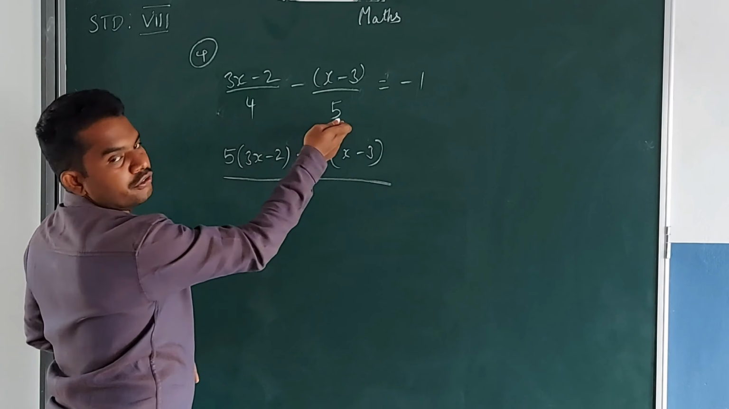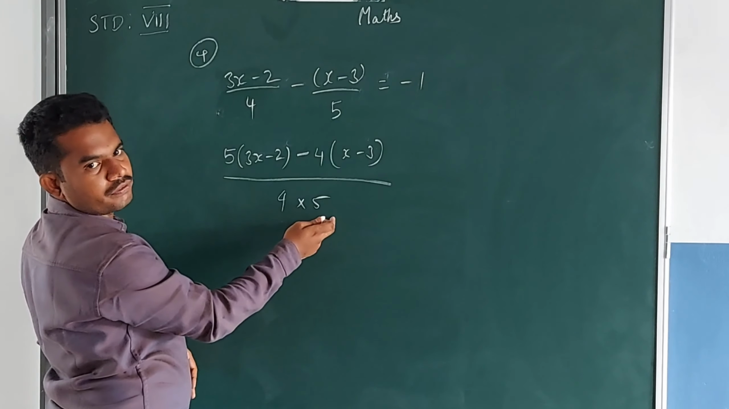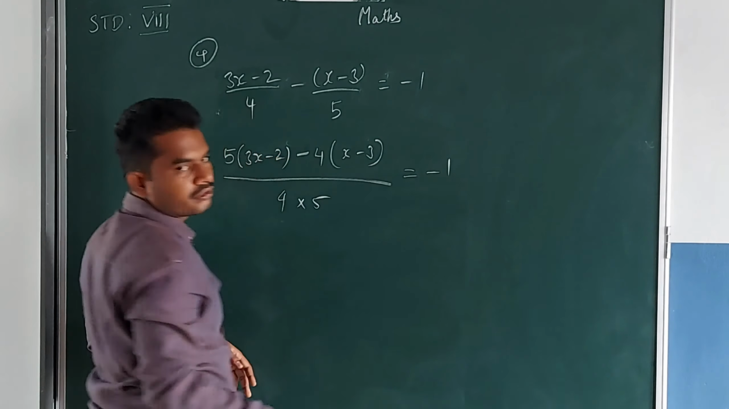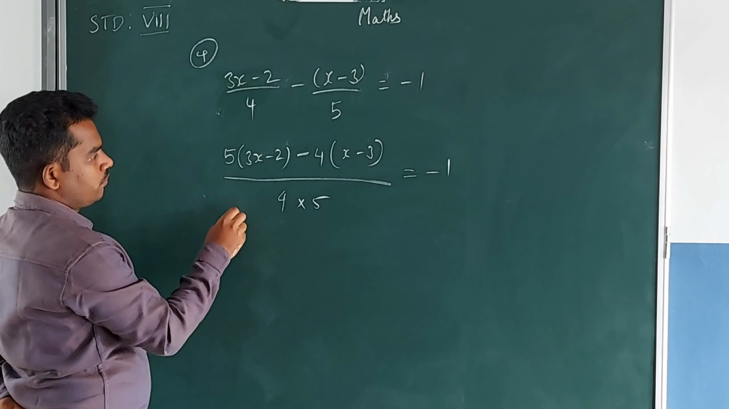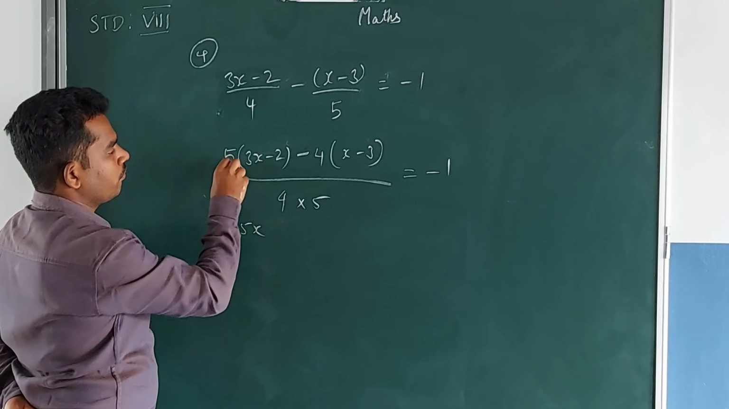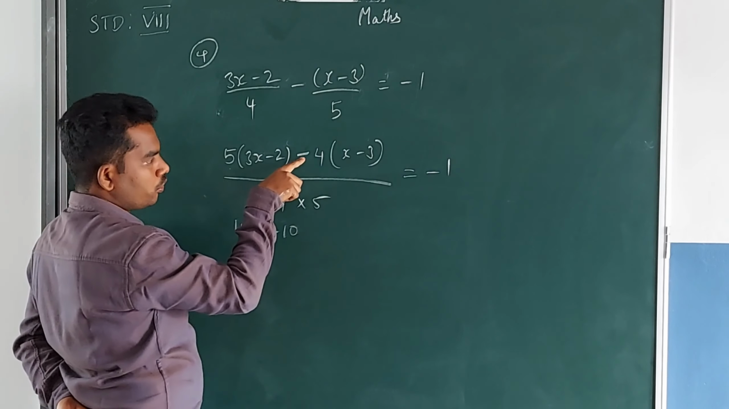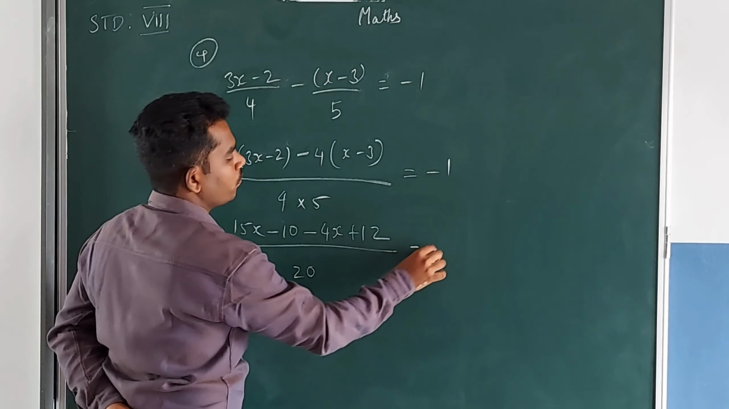That is the important step. First you multiply this side and 4 5, okay, equal to minus 1. 5 into 3x, 15x, 5 into 2, minus 10, minus 4 into x, minus 4x, minus 4 into minus 3, plus 12, divided by 20 equal to minus 1.